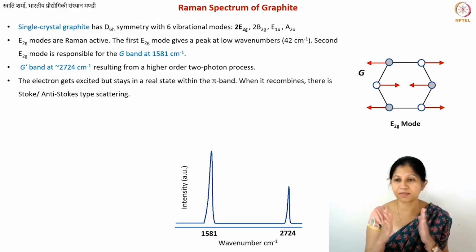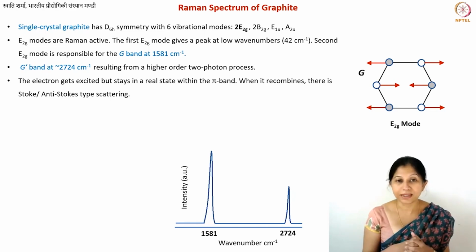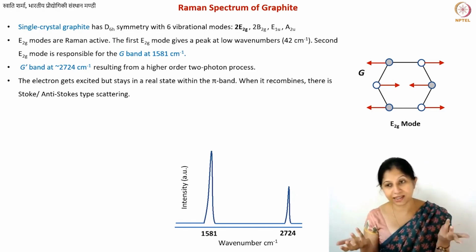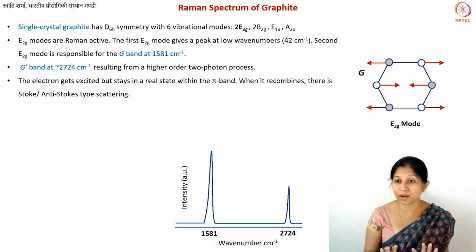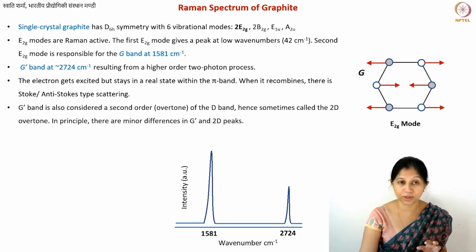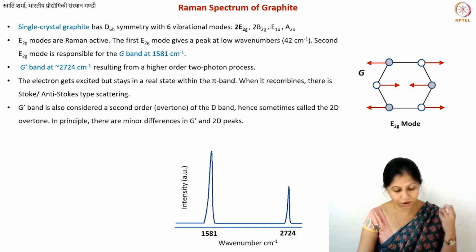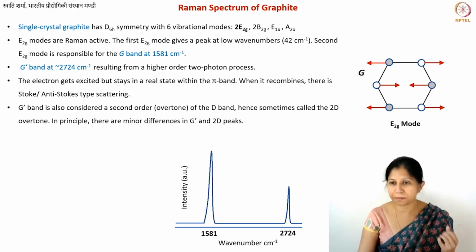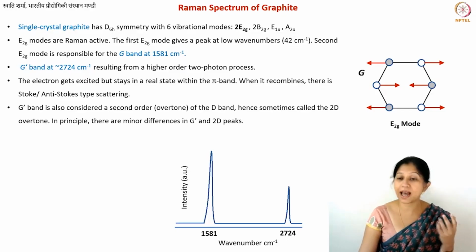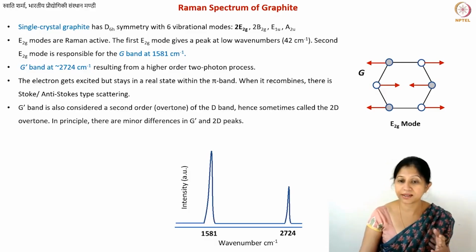There are minor differences between these two bands, G prime and 2D, but these are things that are still being investigated. Okay, so here is what happens. The electron gets excited but stays in the pi band. This is something specifically about the G prime band, not all other peaks. This is particularly about this 2-photon process. So the electron went into some other real states, but it did come back, and when it came back, we had some Stokes or anti-Stokes lines, and that is what we could measure, and that is the reason we get this second peak.